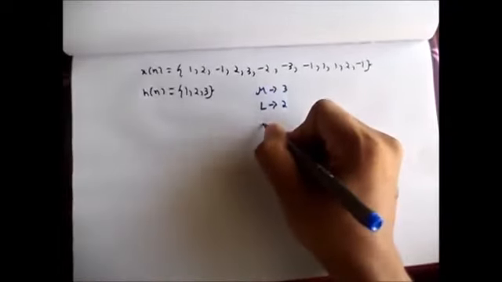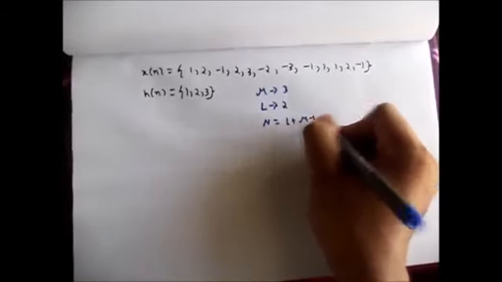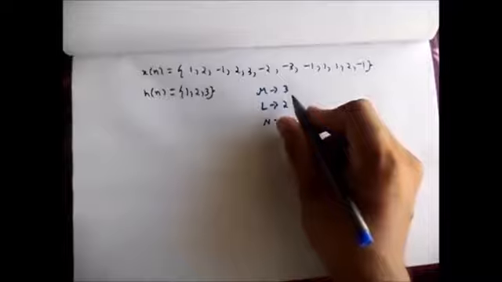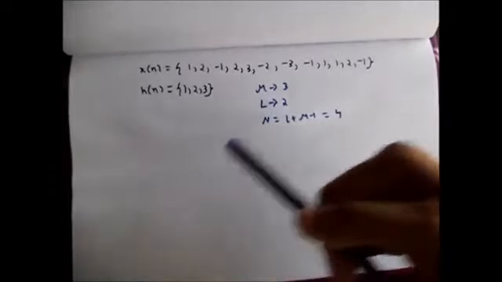And we will find the length of the input data block by using this formula: N equals L plus M minus 1. So this becomes 2 plus 3, that is 5, minus 1 is 4. So the length of the input data block is 4.